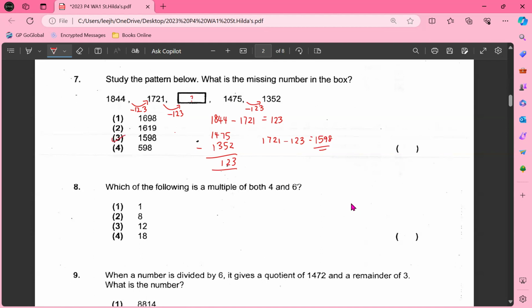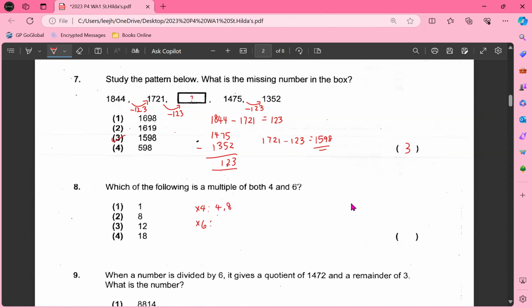So the answer will be number 3. Okay. Question number 8. Which of the following is a multiple of both 4 and 6? So we're going to work out the multiples of 4 and multiples of 6 to see which one is the number that is both a multiple of 4 and 6.